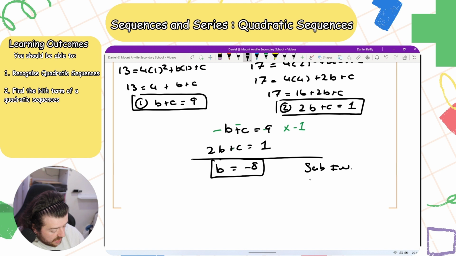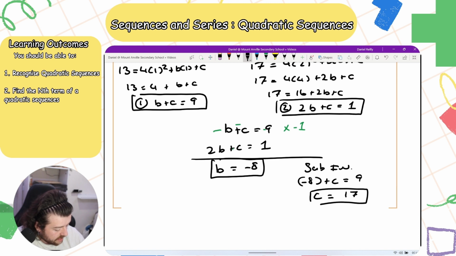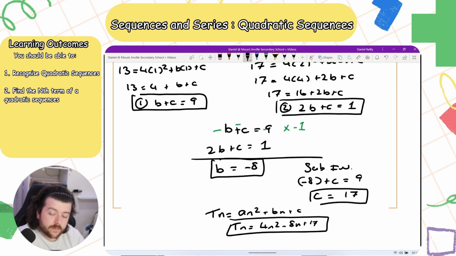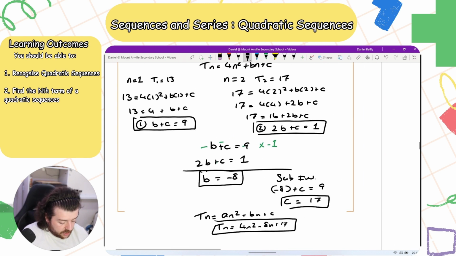Sub in to get c. So minus 8 plus c is equal to 9. C is going to be equal to 17. Good. Therefore, my quadratic sequence, an squared plus bn plus c, the nth term is going to be 4n squared minus 8n plus 17. Right, and that is my general term there.